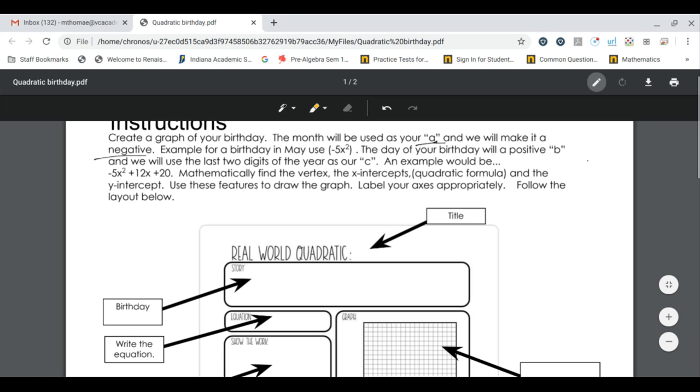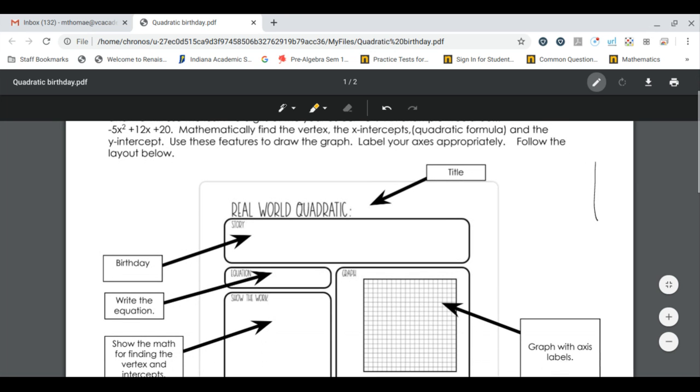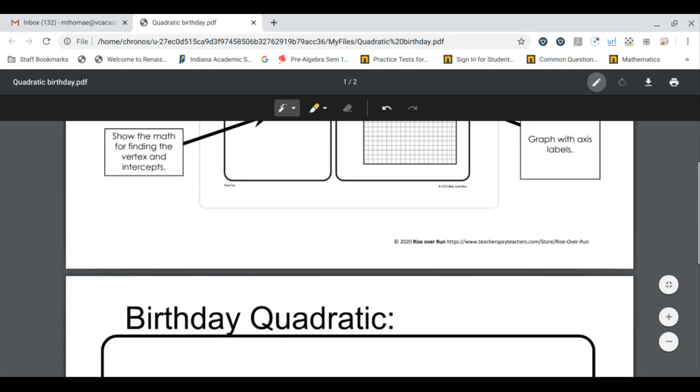Now, how do you graph it? Well, you're going to find the vertex, your x-intercepts by the quadratic formula, and your y-intercept. You can also use Desmos to graph it and then copy the graph. I'm okay with that. I want you to label your axis and follow the layout that I have given you. So I'm going to do an example for you down here.